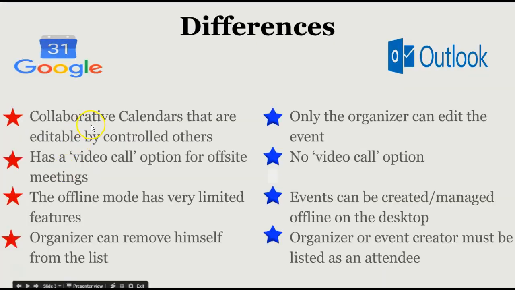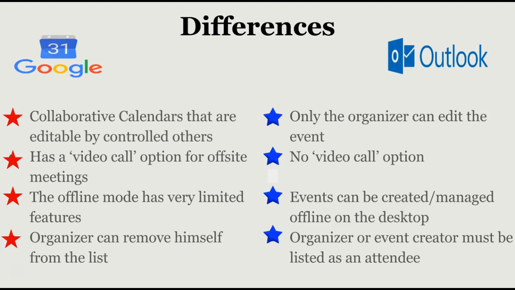Google lets the users collaborate by actually allowing them to edit calendars that they did not create. So you can create a calendar, share it with people, and then update the editing settings to allow them to change or to even create new events in the calendar. On the other hand, for Outlook, only the organizer can edit the event that they created. Google also lets you use the option of video call for offsite meetings, which is not available with Outlook.